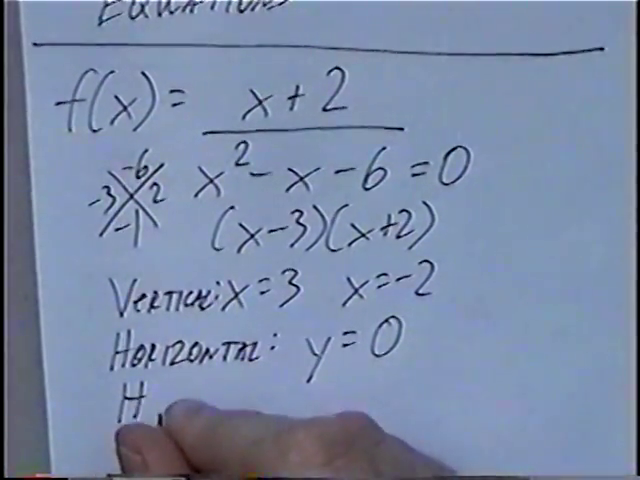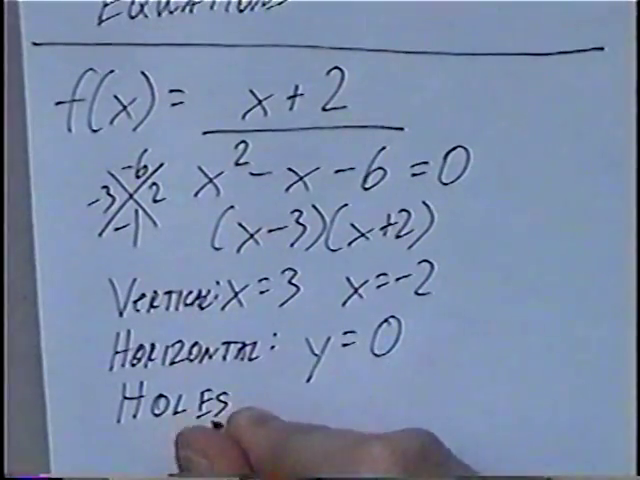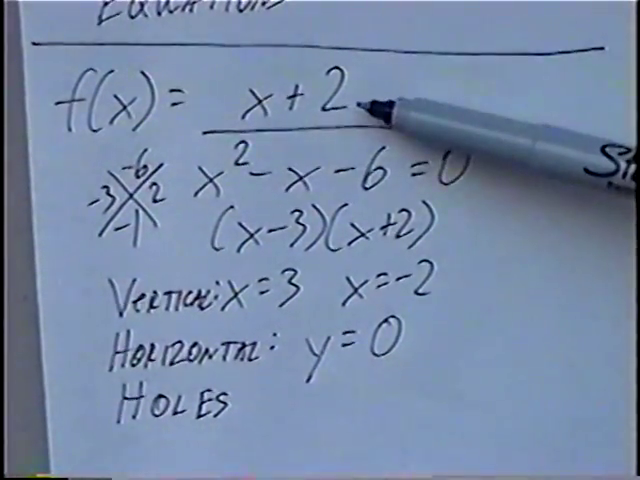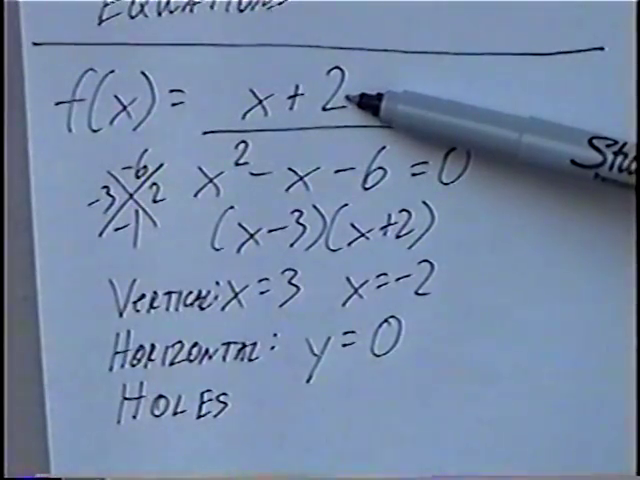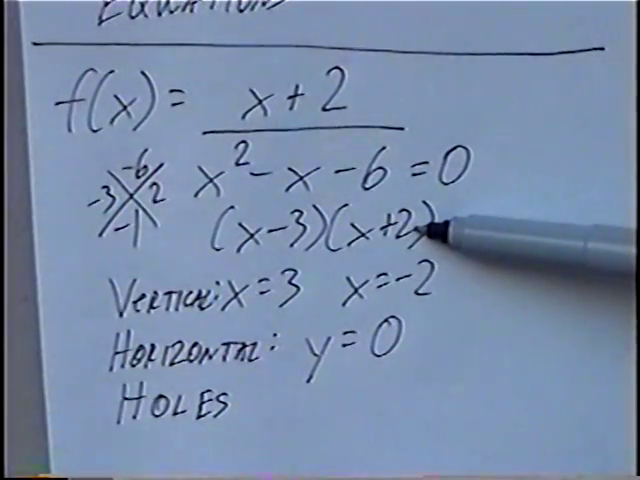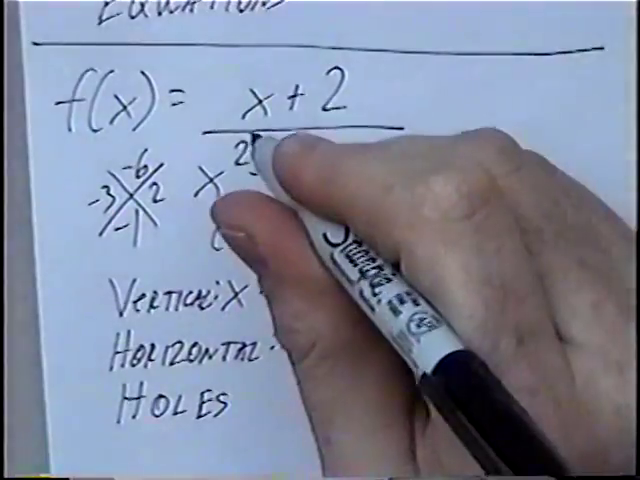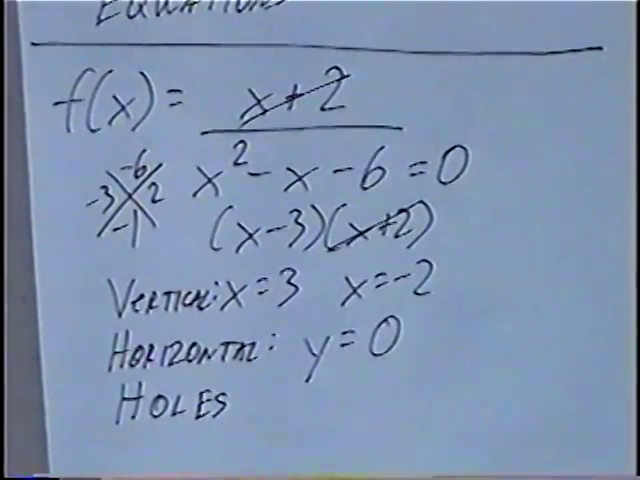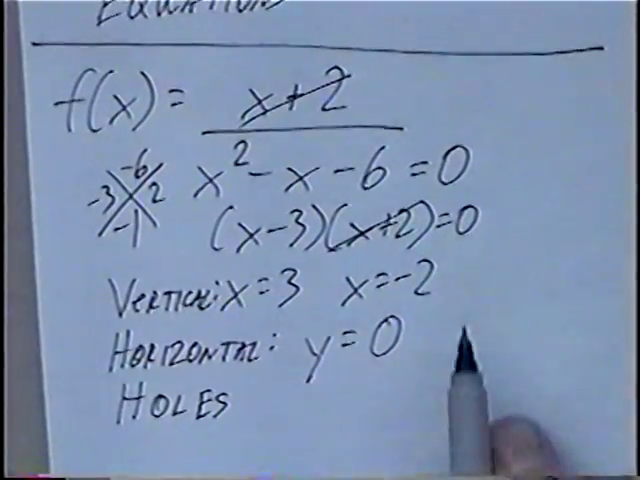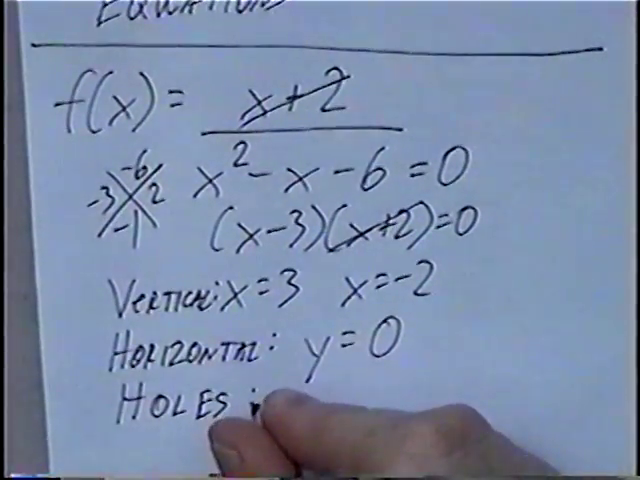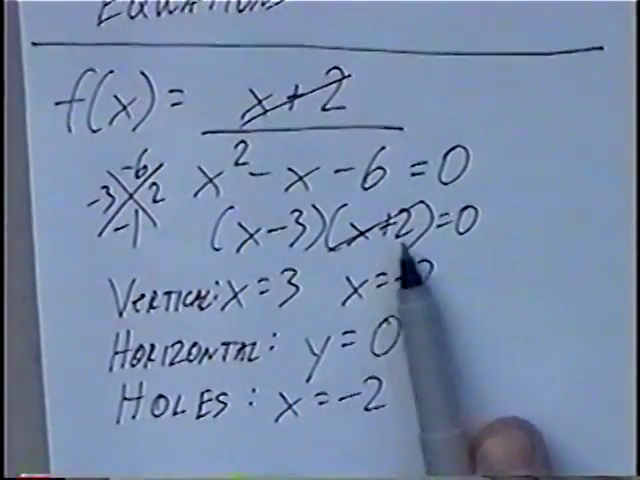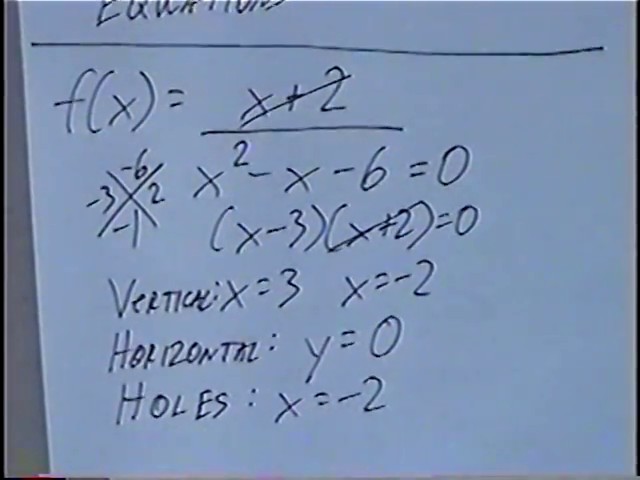And the last part before a graph is to find the holes. Holes, again, are where a factor cancels. In the numerator we have a factor of x plus 2, and in the denominator, we have a factor of x plus 2 also. So if we cancel these out, x plus 2 divided by x plus 2, we'd set this factor equal to 0. So our hole would be at x equals negative 2, the answer to x plus 2 equals 0.